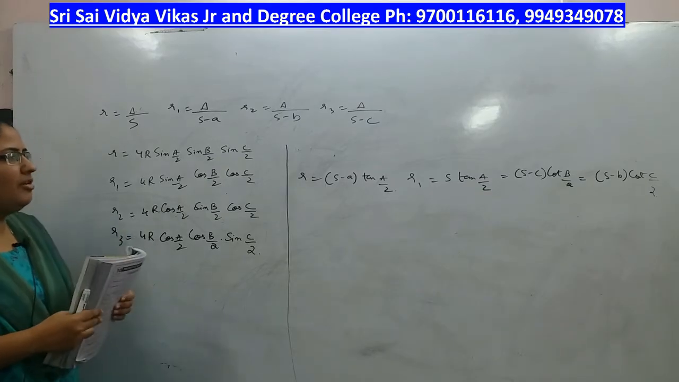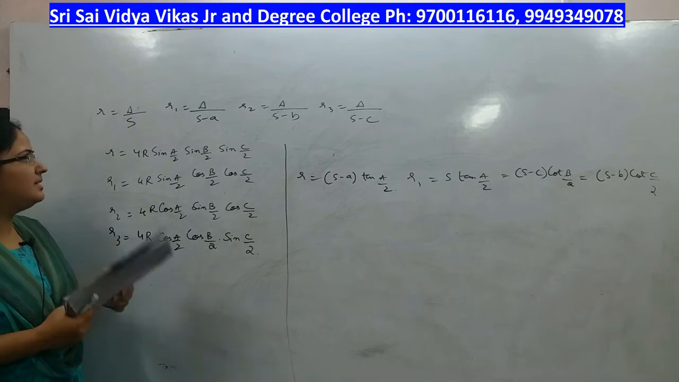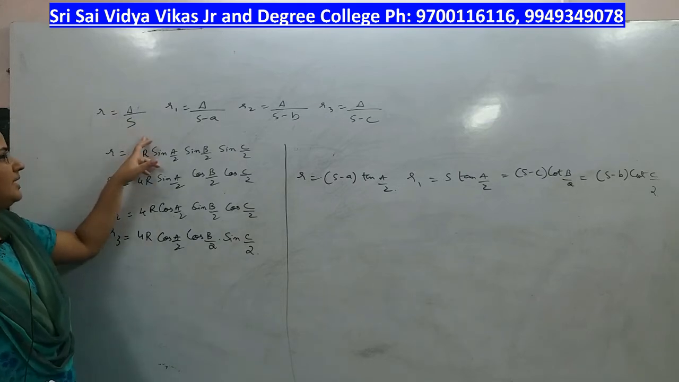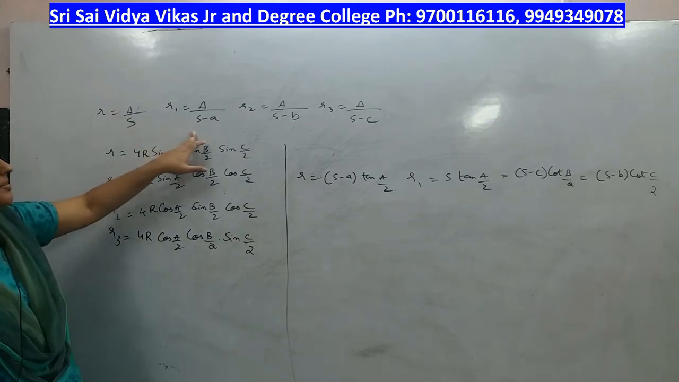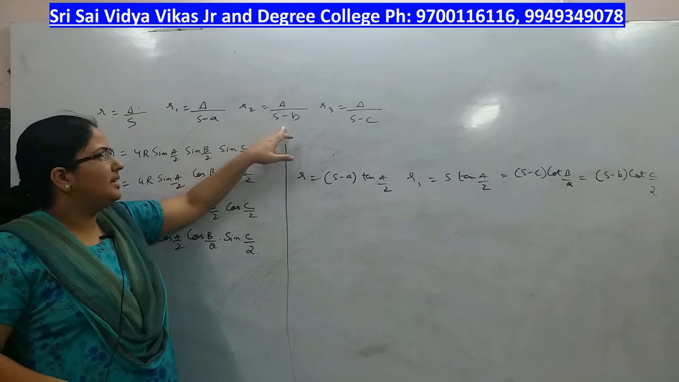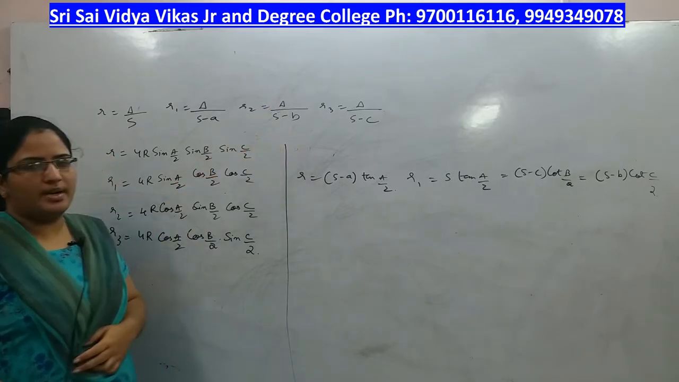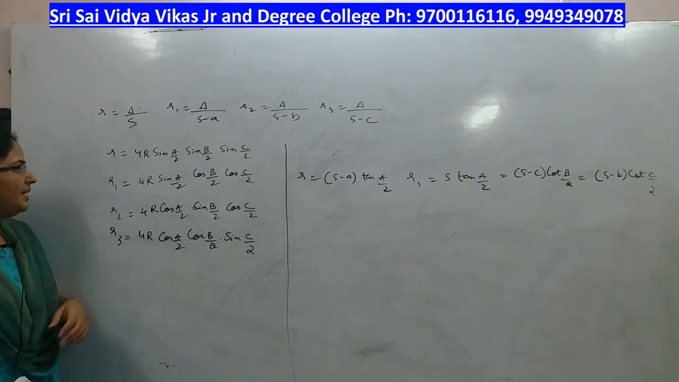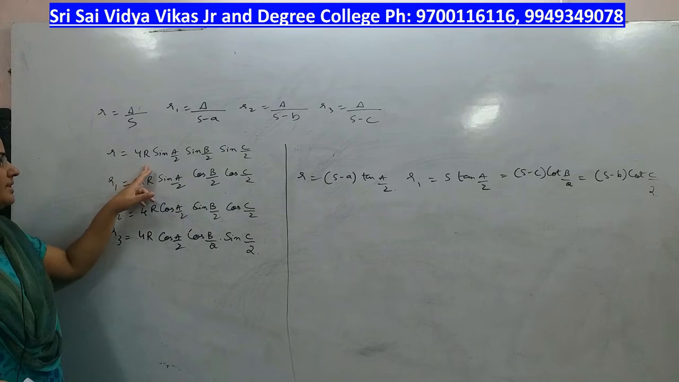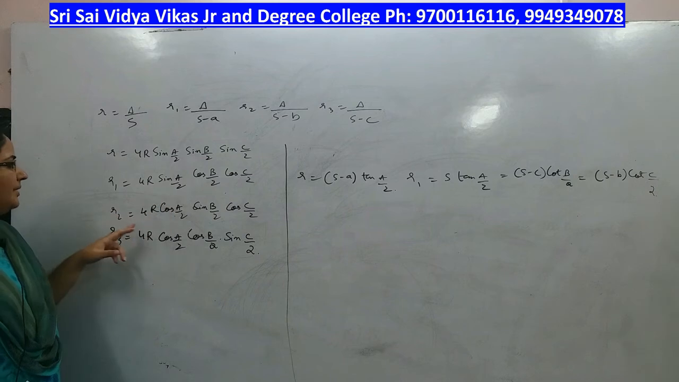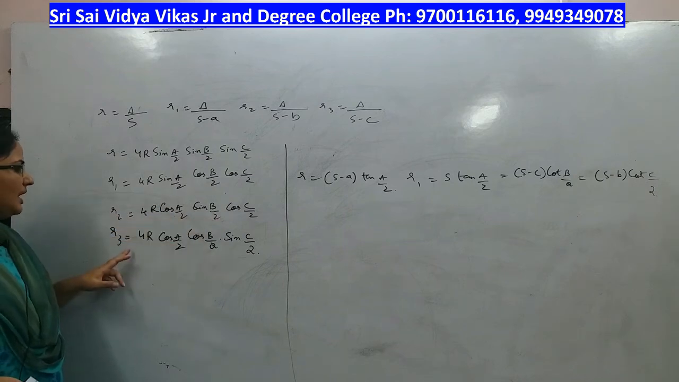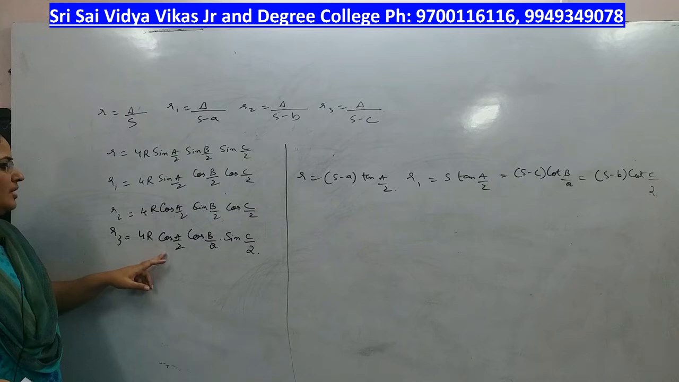Yes, the next set of formulas that we have in properties of triangles are: r is equal to delta by s, r1 is equal to delta by (s minus a), r2 is equal to delta by (s minus b), r3 is equal to delta by (s minus c), or small r is equal to 4R sin A by 2 sin B by 2 sin C by 2. r1 is 4R sin A by 2 cos B by 2 cos C by 2. r2 is 4R cos A by 2 sin B by 2 cos C by 2. r3 is 4R cos A by 2 cos B by 2 sin C by 2.